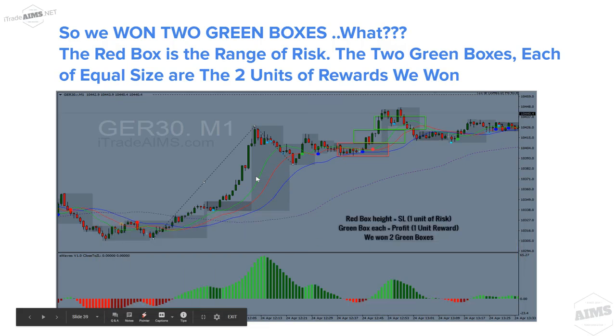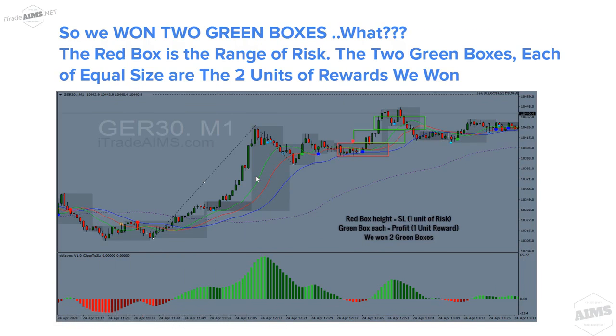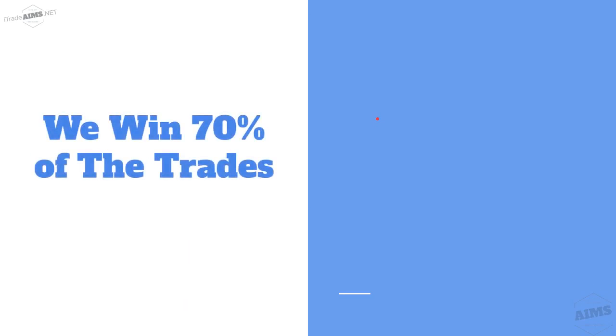Here we have made 2 green boxes at the risk of 1 red box. If price triggered us and went down, we would have lost 1%. But if it went towards the target zone in our favor, we made 2%. And that is what we have. Why this? Let's go into that a bit. Because we win 70% of the trades using this method, setup 1.